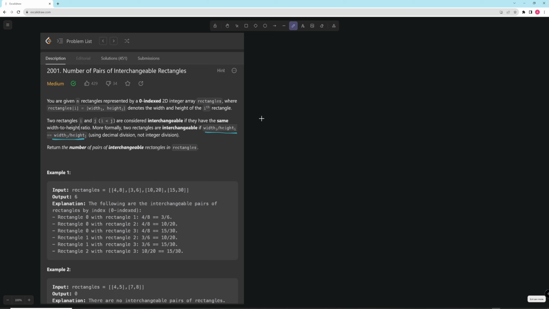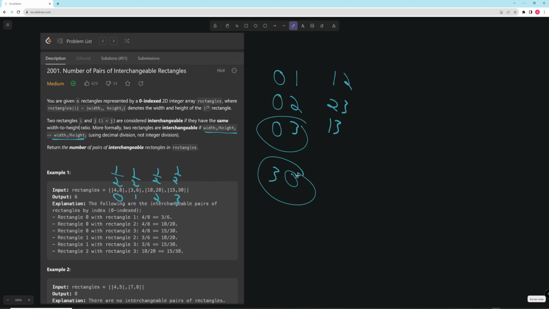In this first example, we have four rectangles, and you can see that all of their ratios are 1/2. So this is 1/2, this is 1/2, this is 1/2, this is 1/2. They're all interchangeable. If you label them rectangles 0, 1, 2, and 3, then 0 is interchangeable with 1, 0 with 2, 0 with 3, 1 with 2, 2 with 3, and also 1 with 3. Notice there are no repeats. It's the number of pairs, so each pair only counts one time. You don't want any repeats.